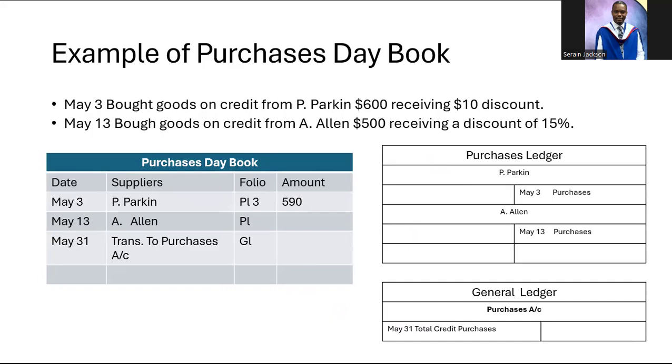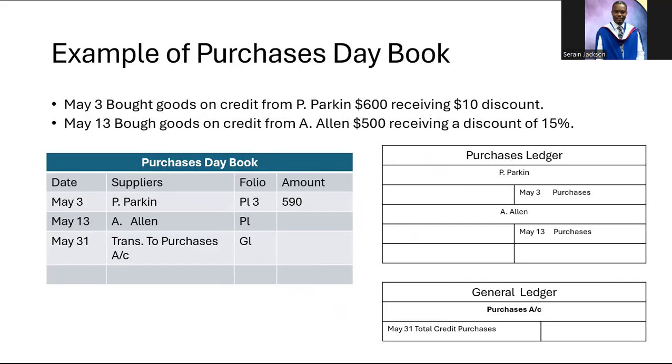But we are not finished as yet. If you remember the double entry principle, for every debit there must be a credit, and for every credit there must be a debit. So now we need to go over to the purchases ledger to find P Parking's account. You have to draw up your purchases ledger as shown right here.